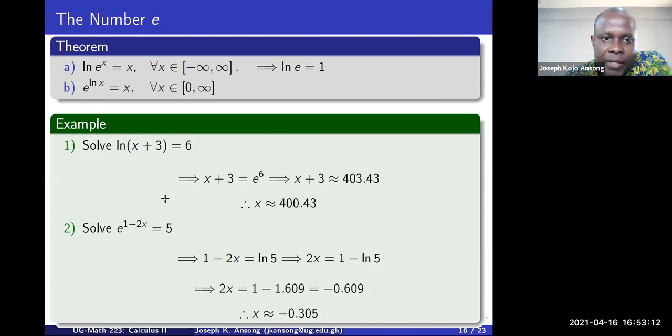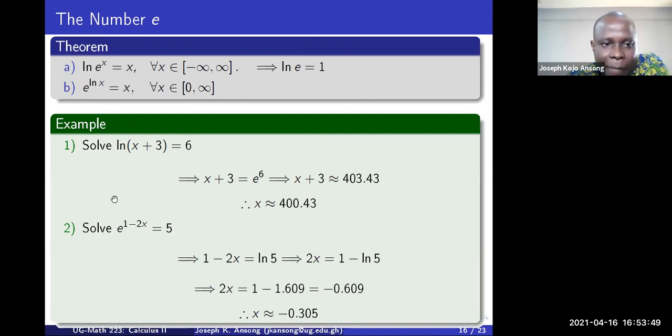Here's a theorem. We're not going to prove it; it's easy, and you can look at the previous material. ln e to the x, again ln and e cancel, and you have x for all x. Note that x can be any number from negative infinity to infinity. If I put 1 here, I get ln e equal to 1. So the natural log of e is actually 1. Log to the base e of e is 1. As we said, log to the base a of a is also 1, so this is not surprising. And e to the ln x is just equal to x.